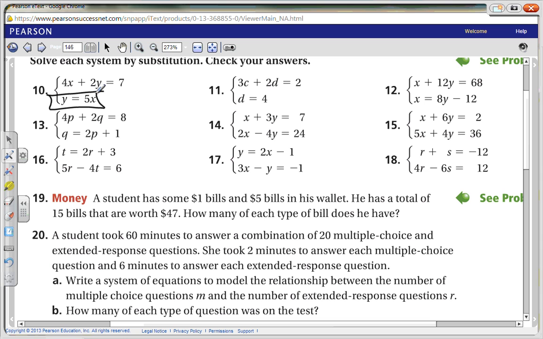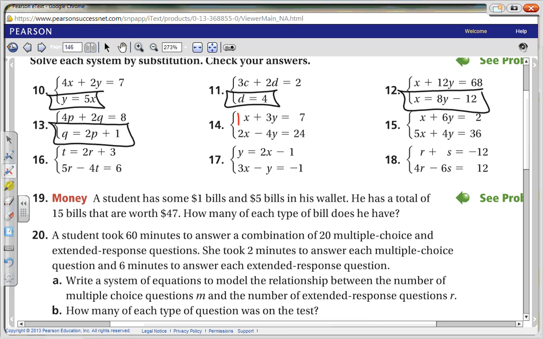Look at number 11. Which method would you use on that? You're going to use substitution again. Look at number 12. I would use substitution on number 12. Look at number 13. Substitution is already solved for you. How about number 14? Could you do either or? Yes, you could do either or simply because of the fact that that's a 1x there. So I could do elimination or I could do substitution.